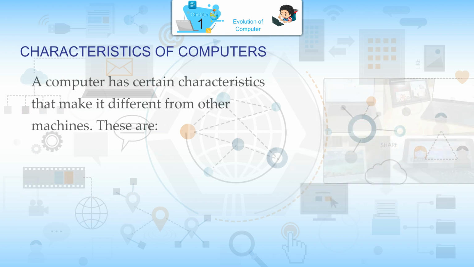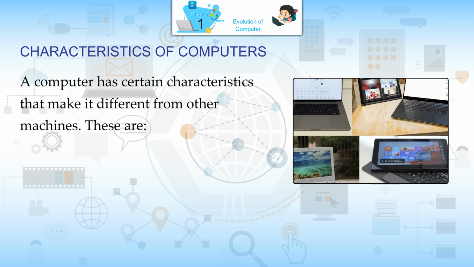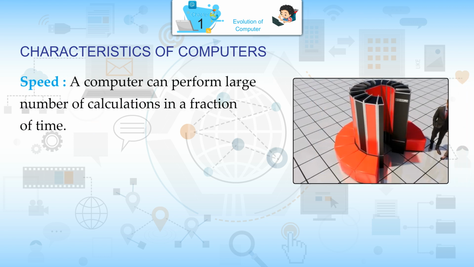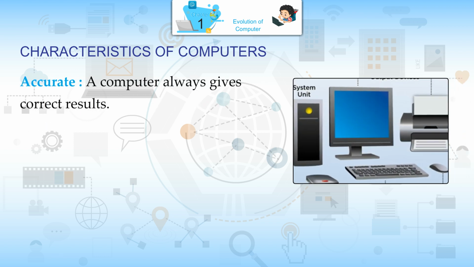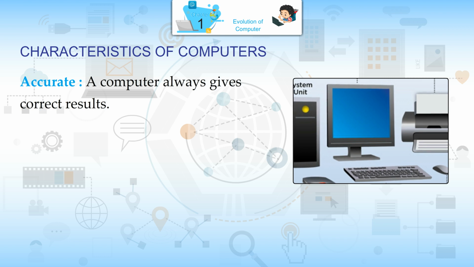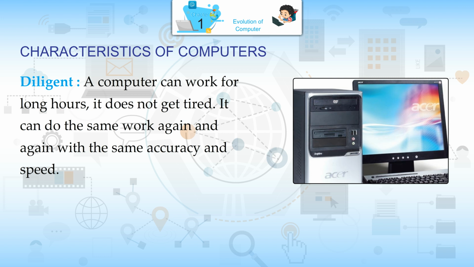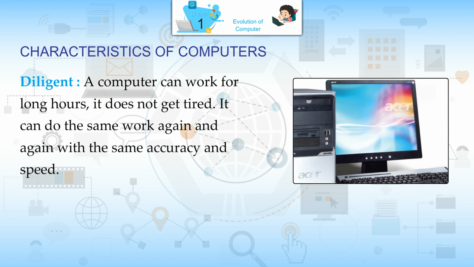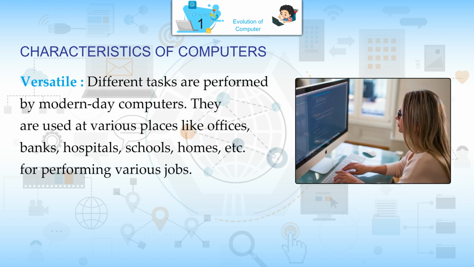Characteristics of computers. A computer has certain characteristics that make it different from other machines. These are: Speed. A computer can perform a large number of calculations in a fraction of a second. Accurate. A computer always gives correct results. Diligent. A computer can work for long hours. It does not get tired. It can do the same work again and again with the same accuracy and speed.